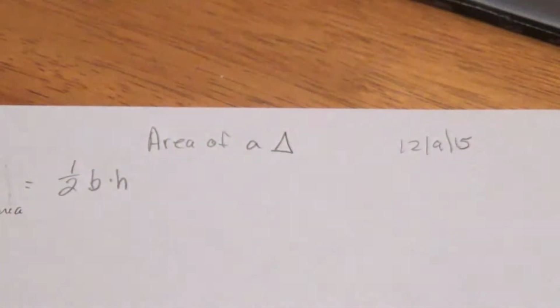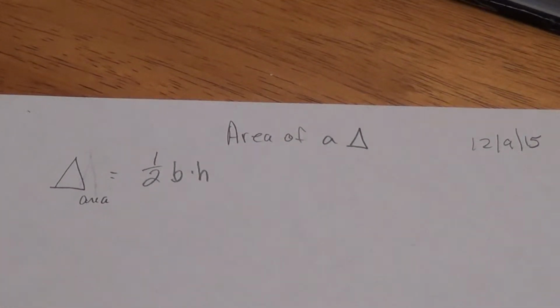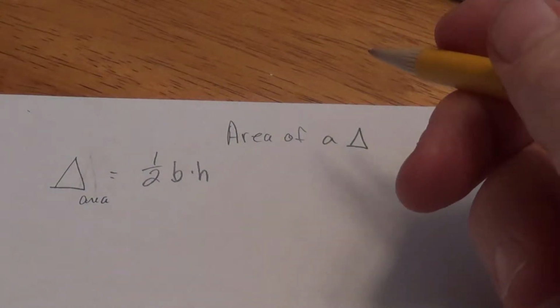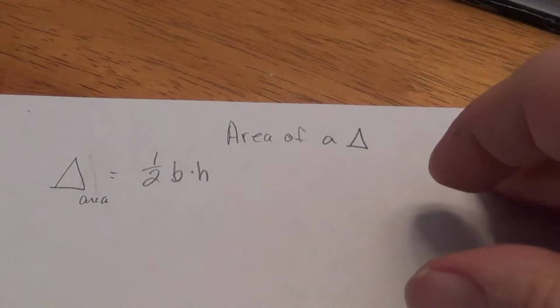In the past, we did 1/2 times the base times the height was the area. I'll say triangle's area, triangle symbol area. So, looking at the area of a triangle as 1/2 base times height is old news. So tonight, we're going to look at two other ways to look at that.